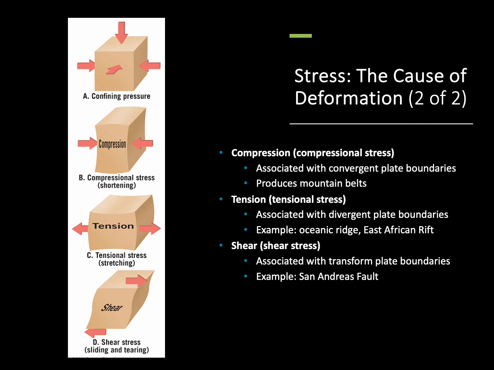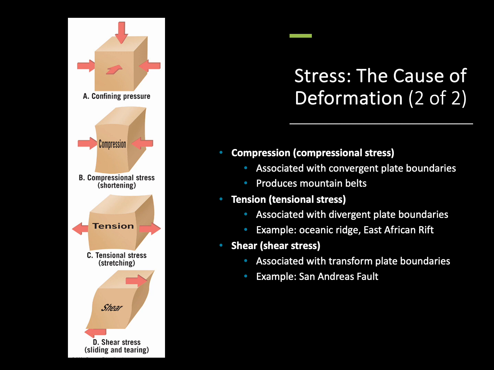Our second type of stress is called tensional stress, and this is where we're stretching an object out in two different directions. We typically see these around our divergent plate boundaries, around our mid-ocean ridges, and our rift zones on top of the continents. And then our final type of deformation comes from shear stress.